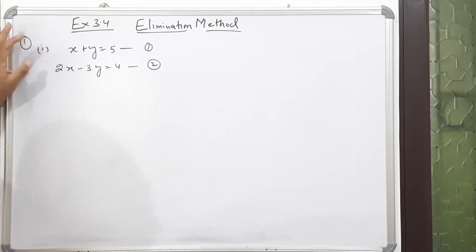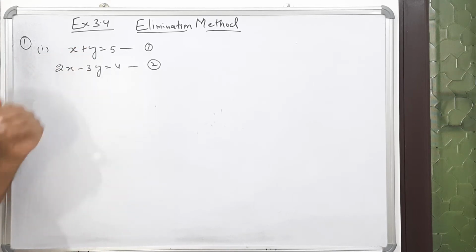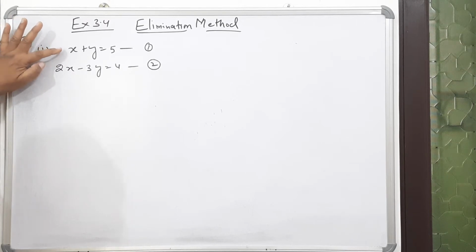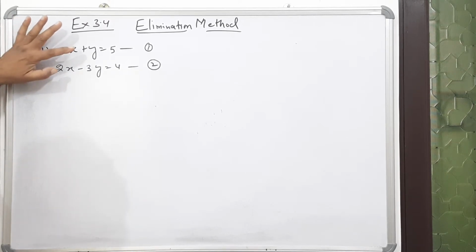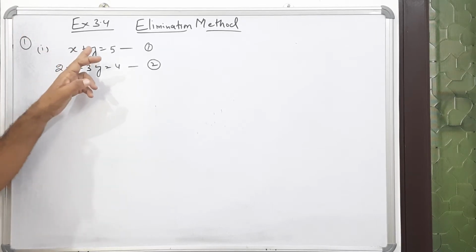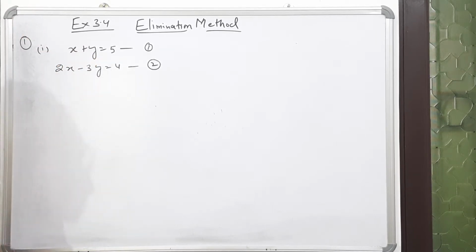If we take them individually, they will have infinitely many solutions. But if you take them jointly, they have either a unique solution, no solution, or infinitely many solutions. Here it is a unique solution. The reason is a1 upon a2 is not equal to b1 upon b2, that is, 1 by 2 is not equal to 1 by minus 3. That we have already done in the previous part.